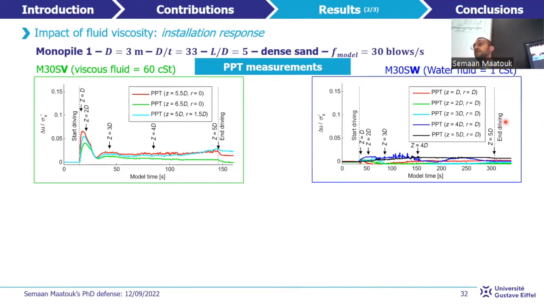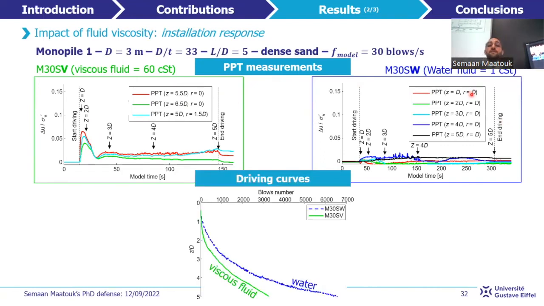Even for the pore pressure transducer located close to the sand surface in the case of water fluid saturation. Also, the driving curves are presented for both tests, representing the number of blows as a function of the normalized settlement of the monopile. It is obtained that the driving curve is much easier in viscous fluid than in water fluid.